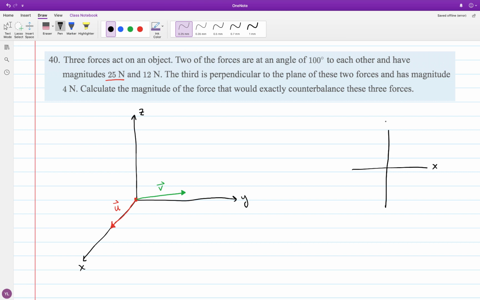25, 0, 0. Now V is at an angle of 100 from the first one, so I'm going to draw an xy plane just to help get a visual there.